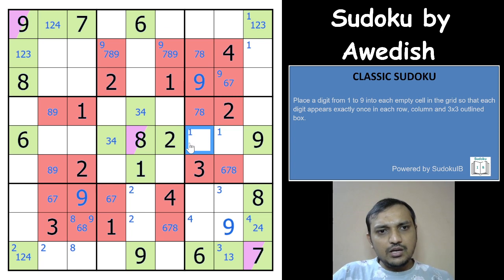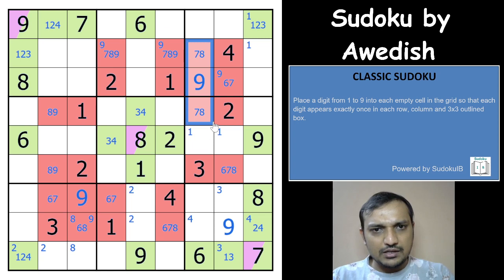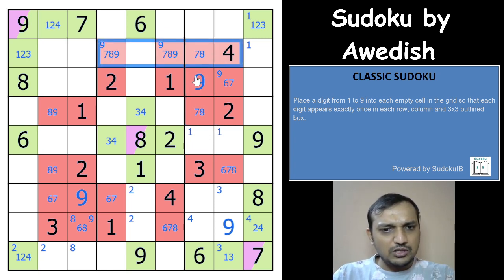Okay, here the next logic that I used in the Sudoku was, even after finding all of these pairs and triplets, so we have got a pair here in this row, a pair here in this row, a triplet here in this row. So let's see if we are able to get something out of it.